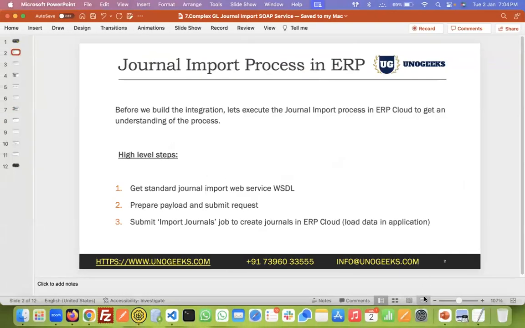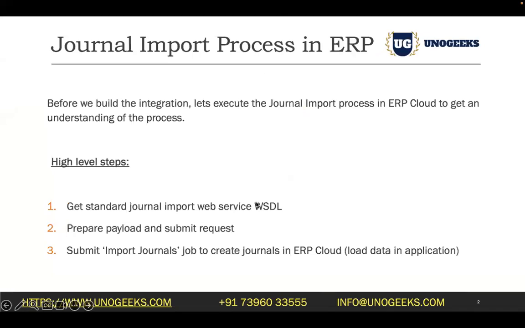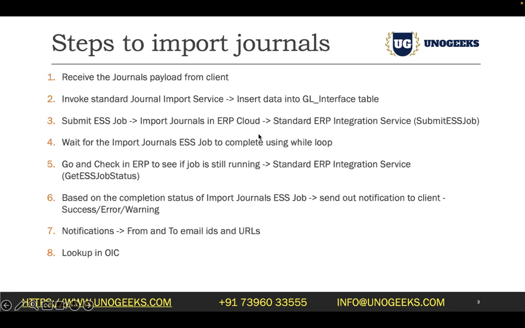Now, if we go back to the PPT, if I have to import a journal, pick up the journal import service, prepare the payload and submit the request. Data would be populated to the GL interface table, and I need to run the import journals job to create journals in ERP. Now, what are the steps that we're going to plug into the integration, guys? The first step in the integration would be to receive the journal payload from a client. So the HSBC core banking system is going to trigger our integration. As soon as they trigger our integration, they're going to pass in journal lines as input.